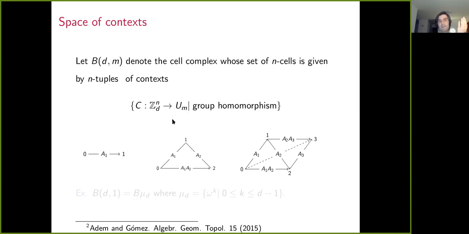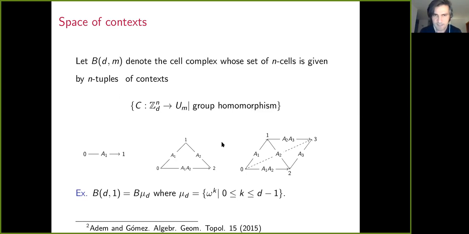The way we think about these cells is that they are essentially an edge for one dimension, triangles for two dimensions, and three-dimensional tetrahedrons, and so on. These are essentially simplices; it's more correct to call them simplices. There's a way to glue all of these separate pieces into one whole piece, and this whole piece is called the space for contextuality, for contexts, and I will denote it by BDM. There are two parameters here, the unitary group and the D here in the integers mod D.